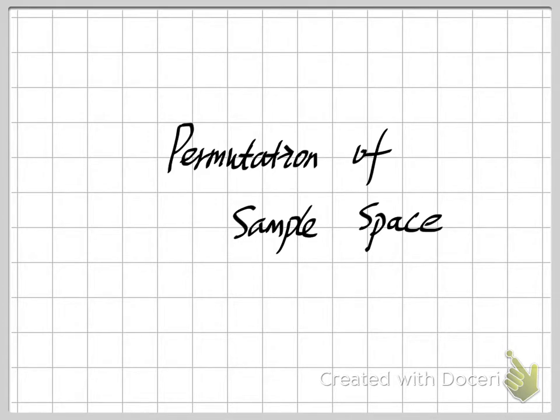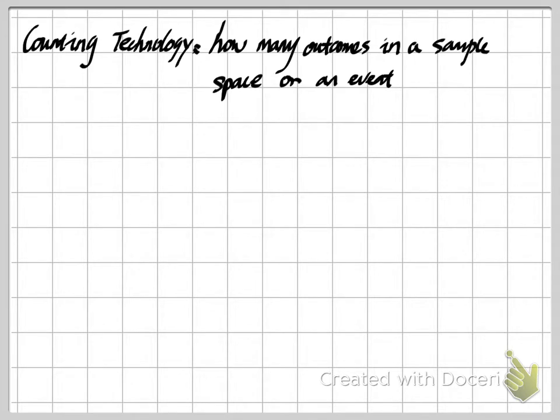So in these lectures, we will continue our introduction of the probability. Today we will talk about the permutation of a sample space or the event. This is also one method of counting techniques. It means using this permutation, we can find how many outcomes are in a sample space or in an event.